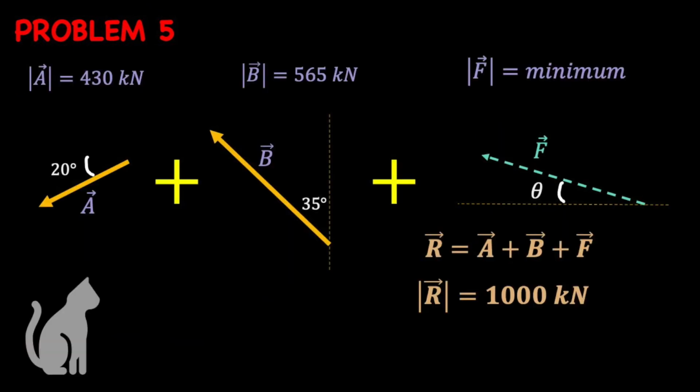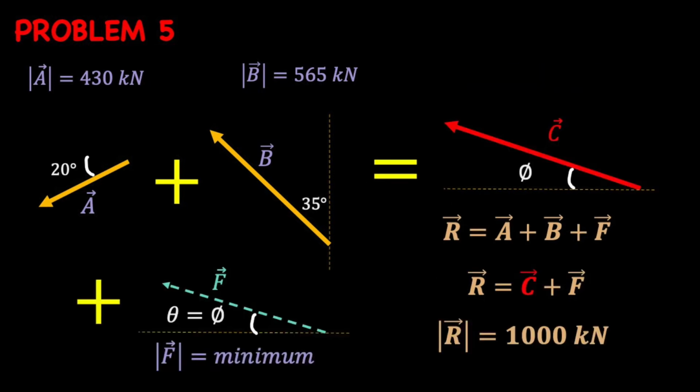Let's think about this. We want to add 3 forces to get a specified force magnitude. We don't need our resultant to have a specific direction. We only care that it has a magnitude of 1,000 kilonewtons. If we start by adding A and B together, we can figure out how much more force we need to apply with F. And if we put F in the same direction as the resultant of A and B, we can be sure we are applying the minimum force F to get 1,000 kilonewtons.